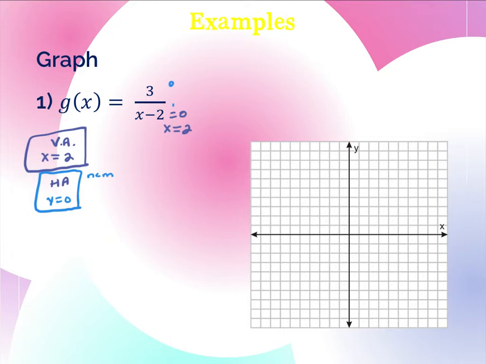Then I would look for my zeros. So for the zeros, I set my numerator equal to 0. 3 equals 0 can't be solved, which means there are no zeros or x-intercepts. This is not going to cross my x-axis. Then I look for my y-intercept. If there's no variable in the top, that top can't be 0.